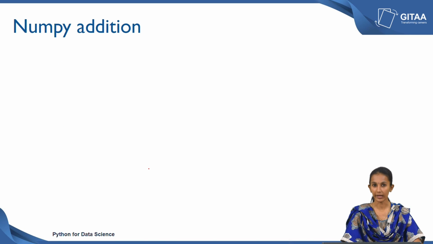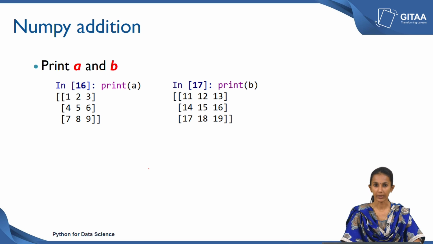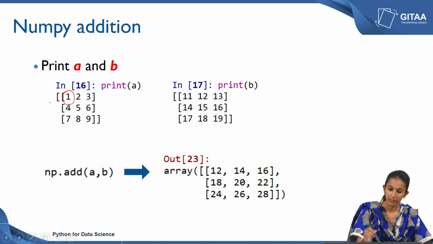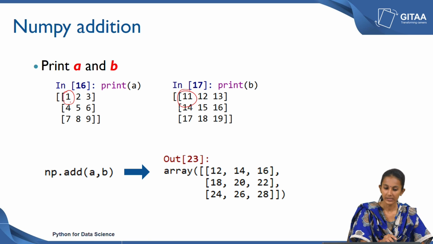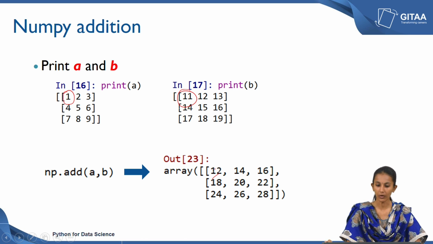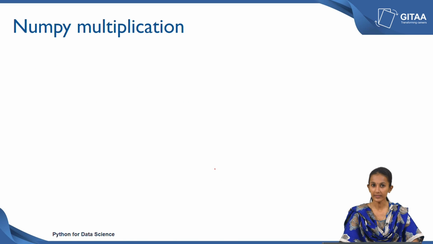So, we will print both the arrays. I printed the array A, which has values from 1 to 9. Similarly, I have printed the array B, which consists of values from 11 to 19. So, we will perform the element wise addition on both these arrays. For that, the command is np.add(A, B). np.add adds the elements element wise. So, it adds the first element in the array A and the first element in the array B. So, it is 1 plus 11, which gives you 12. Similarly, it does this for all the elements. Next is numpy multiplication.